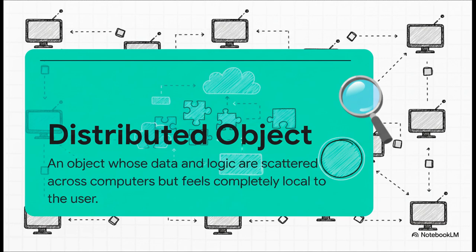You could think of it as a single thing, right? Like your user profile. But its information, its state, and its behavior are actually spread out across multiple computers in a network. The real trick, the absolute goal, is to make it feel completely seamless and local to you, no matter where in the world the data actually lives.